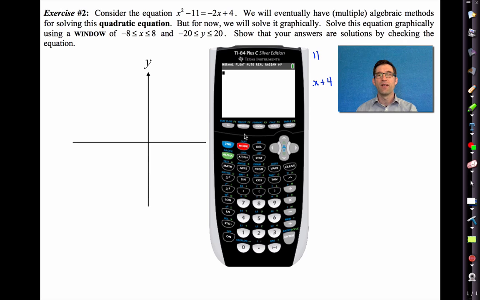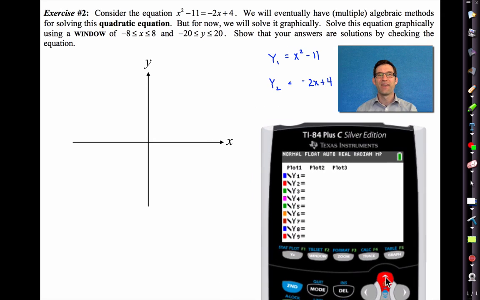All right, let's go back into y equals, clear out the equations that are there from our last problem. In y1, let's put in x squared, remember where the squared button is, minus 11. In y2, let's put in negative 2x plus 4. Be careful, make sure that's a negative and not a subtraction sign. You just use the subtraction for the 11. It'd be easy to make that mistake.